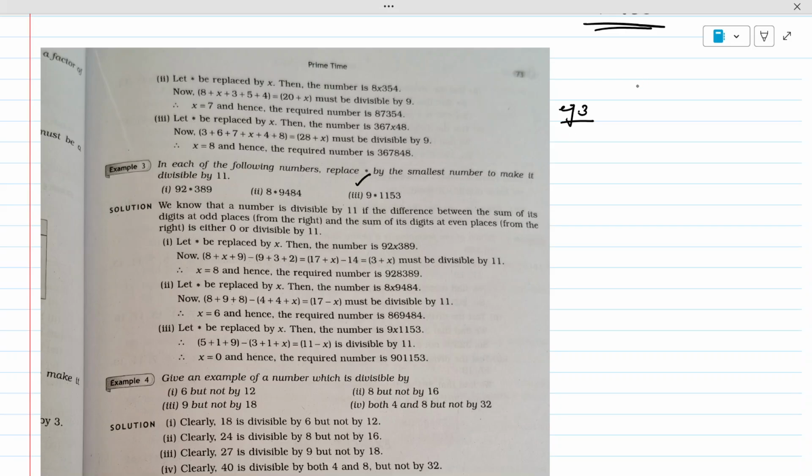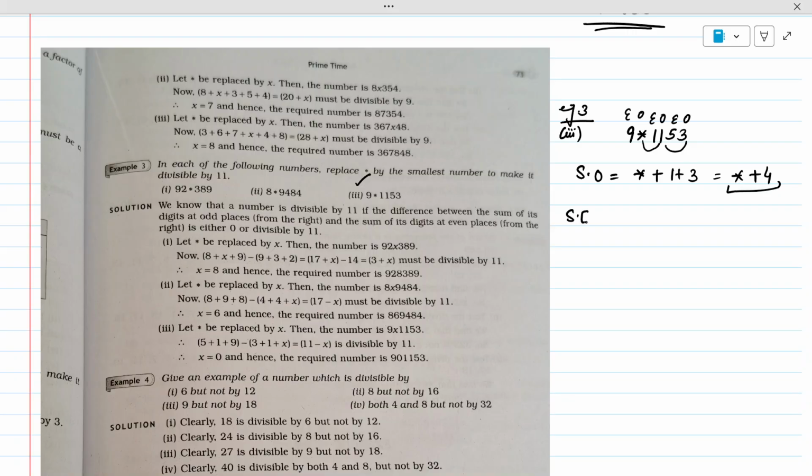So let us take this third example here. We have 9 star 11 5 and 3. This is the number given to us. Now what we have to do is find the digits at odd and even places, right? So the sum of the digits at odd places is star plus 1 plus 3, which makes it star plus 4, right?